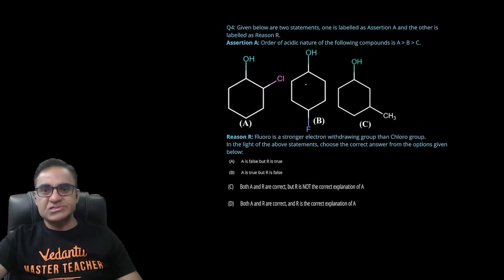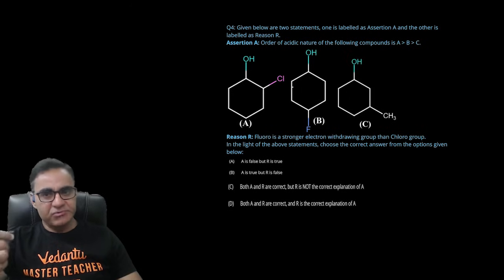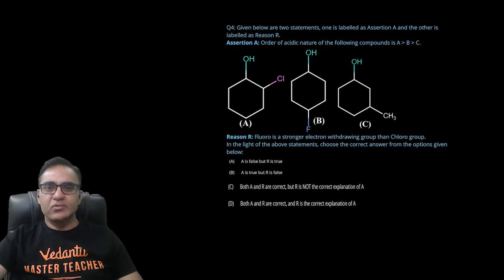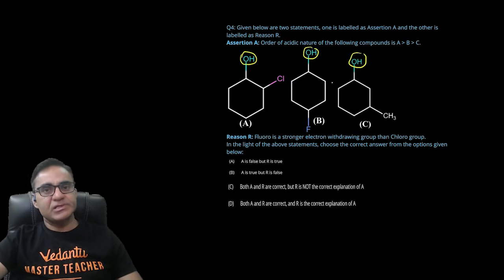This is basically an assertion-reason question. We need to read the assertion and reason for the given three compounds, and we have to justify which one is correct and whether the reason is a correct explanation for the assertion or not. All right. So they are actually alcohols. All three compounds are alcohols, and we need to compare their acidity.